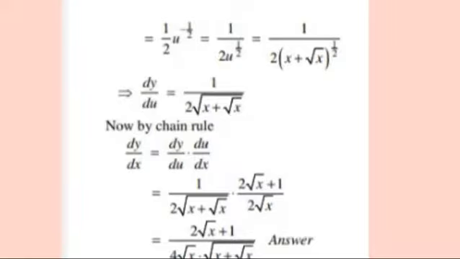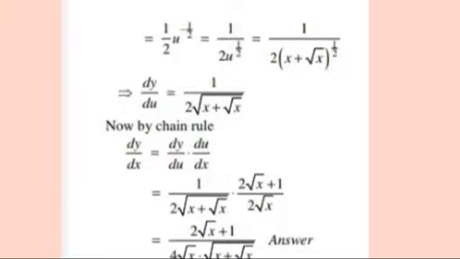When written in the denominator, it becomes plus 1 by 2, and the value of u is x plus square root x raised to power 1 by 2. So dy over du is equal to 1 over 2 times (x plus square root x) to the power 1 by 2.